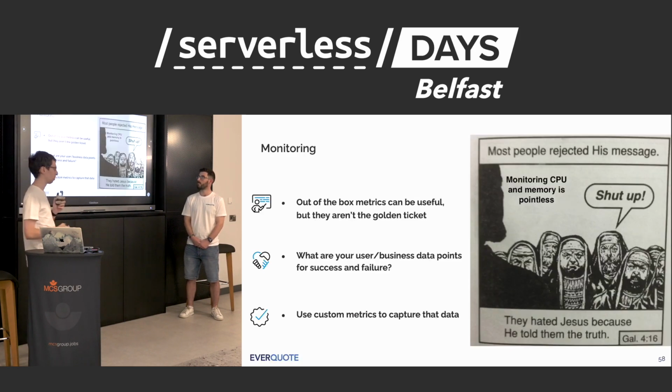Okay, monitoring. Monitoring is a big thing with serverless applications, and there'll be a talk on that later. If you use any AWS service, you get good out-of-the-box metrics. You're going to get requests and errors for any managed service, like Lambda. But they can be useful, they're not the golden ticket. You need to think, what are the key milestones? What are the data points for success and failure in your application?